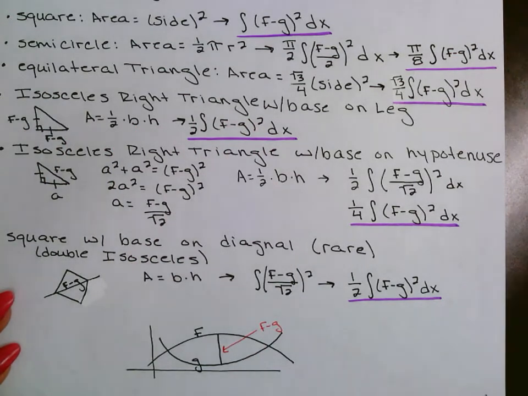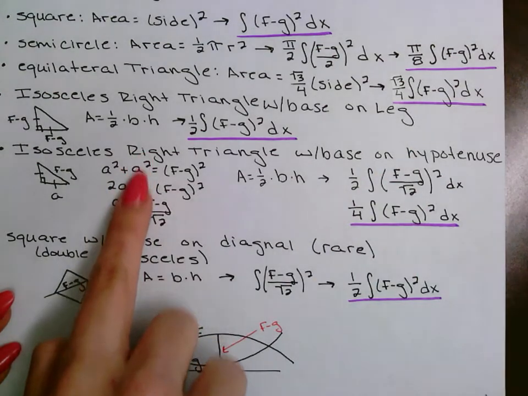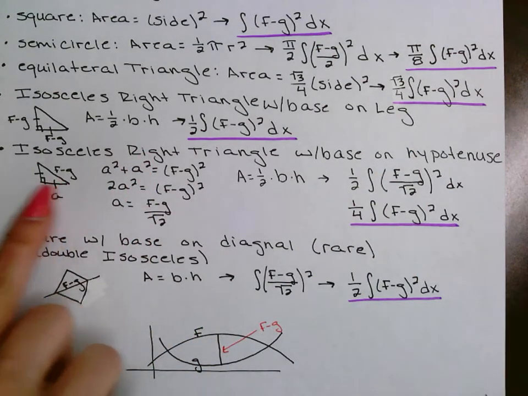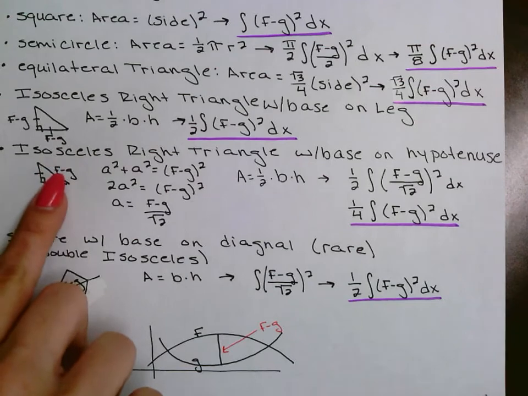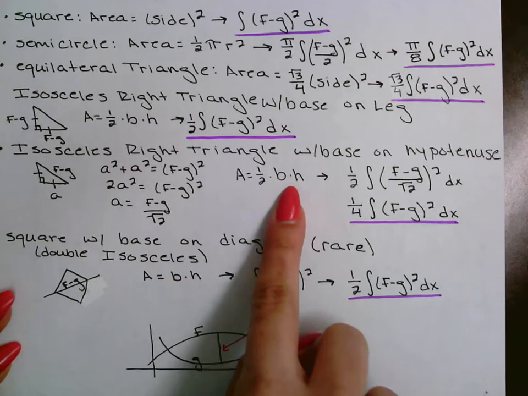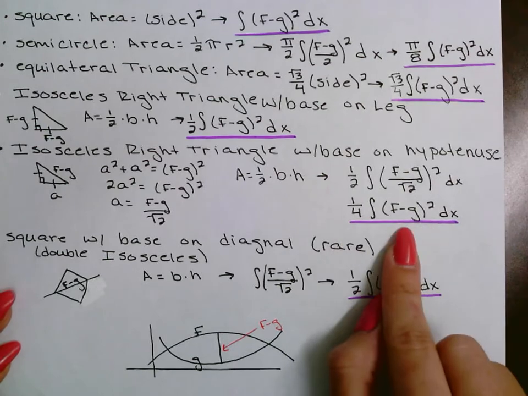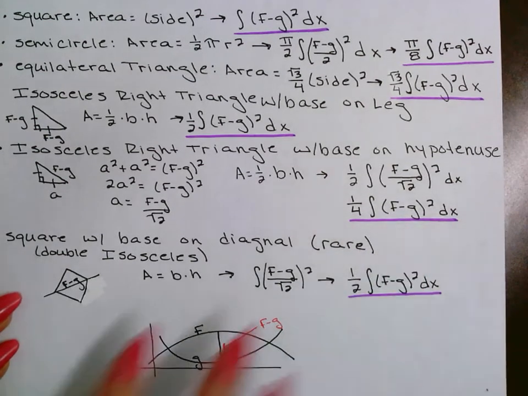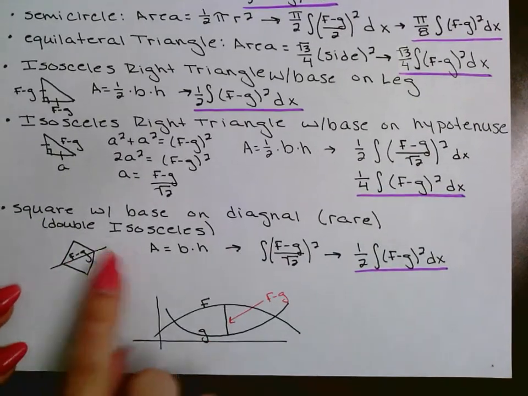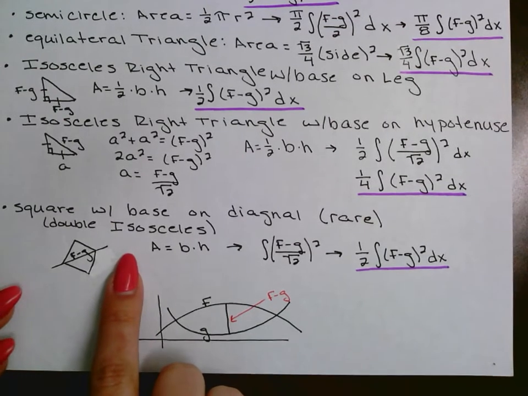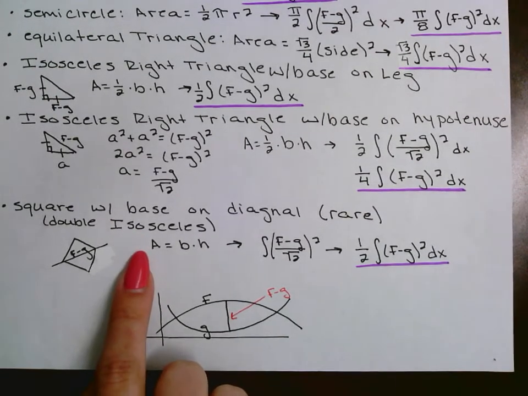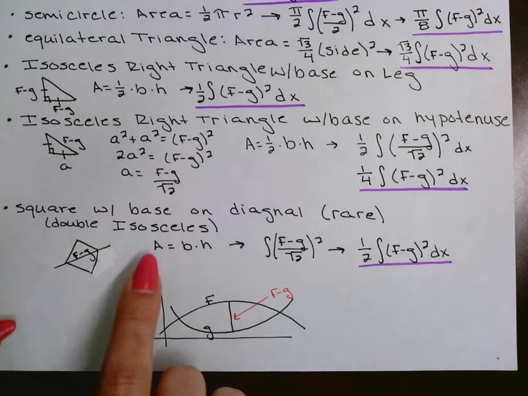Okay. Now, if it's on the hypotenuse, you have to do a little work to be able to solve what this leg would be in terms of F minus G. And that's what you would plug in. But it does clean out to 1 over 4 times the integral of F minus G squared. And now this one is very rare, so if you're taking the AP test, don't stress too much about this one or the last one I'm going to show you. These last two are very rare. The ones above this image are the most common ones.